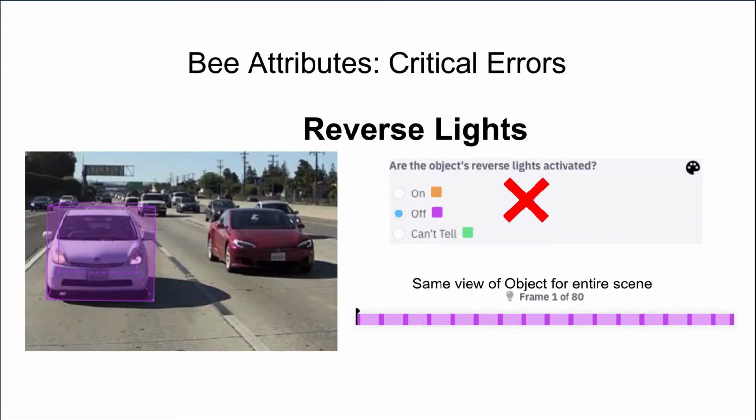You might get the idea, oh, the car's driving down the road, so I know its reverse lights aren't on. Well, it's not based off of that. It's based off of what you're able to see. So we can't tell whether the reverse lights are on or off. Okay? Thanks.